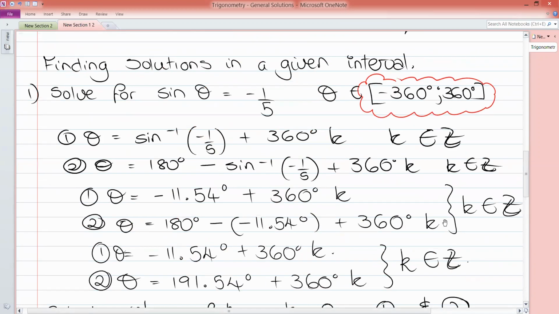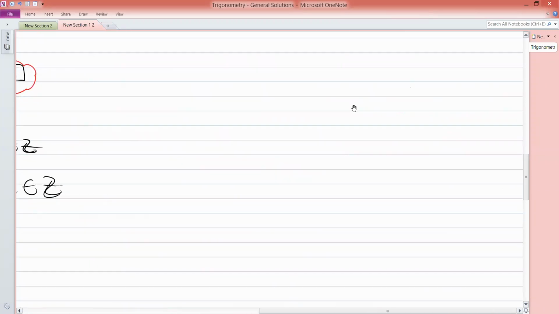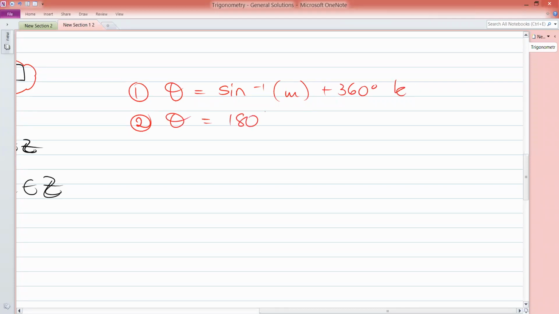I wanted to ask, why did ma'am say 180 minus sine? Oh, okay. So now remember, your sine always has two solutions. The first one is the normal inverse sine, whatever the value was, plus 360k. Then the second one is 180 minus inverse sine. This is the second solution.